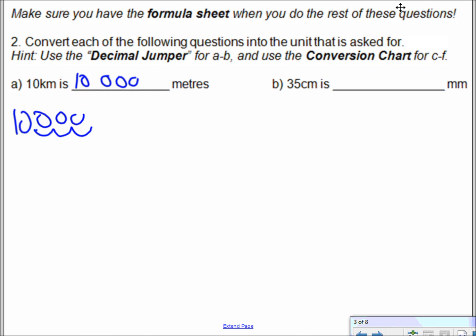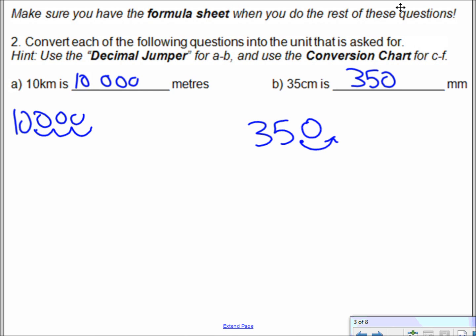Okay. So again, here we have 35. Your decimal would be right there. Okay. And we're going 35 centimeters to millimeters. So I come to centimeters, and I go 1 over to the right. Does everyone agree with that? So that means my decimal will jump one place. So I have 350 millimeters. It's weird how that works.